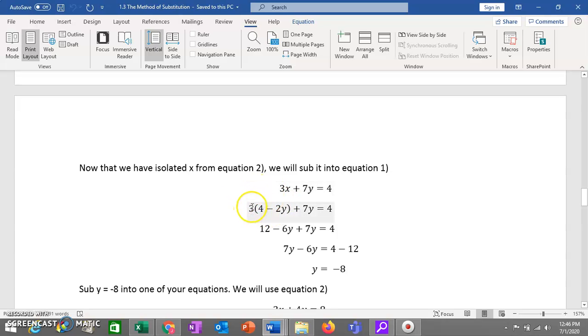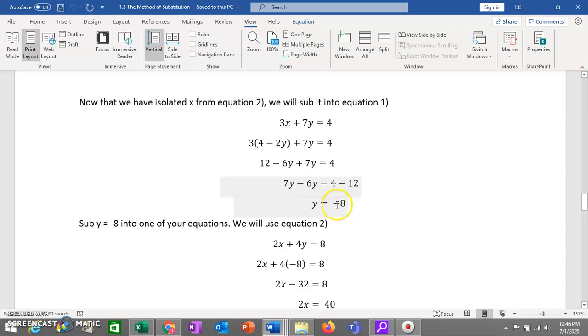This 3 has to distribute to the 4 to give you 12, but it also has to distribute to the negative 2y to give you negative 6y. The 7y is not part of that, so that remains behind. And now I just do some algebra. Negative 6y plus 7y goes away and becomes just y. I bring the 12 over to the other side, and it becomes a negative 12, and I get y equals negative 8. Okay, so I found one of my two variables.